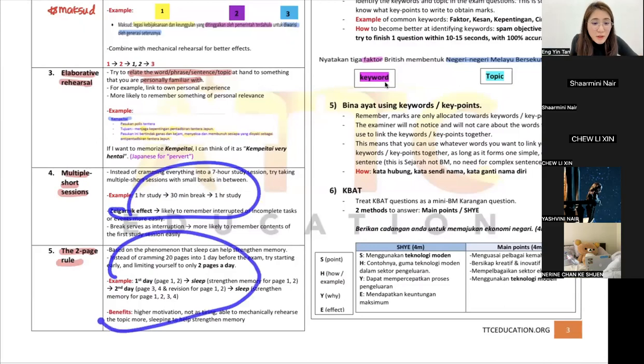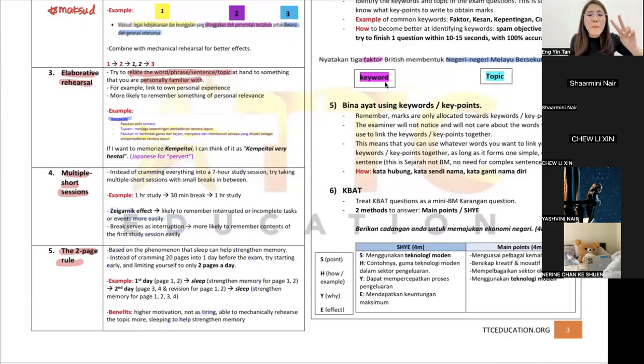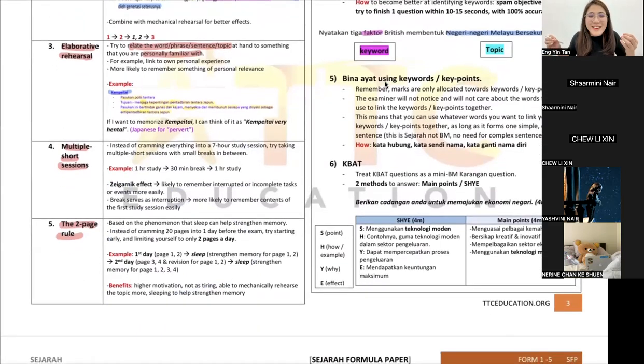And the last one here, the 2-page rule. The 2-page rule here is basically that you create an environment, make yourself feel comfortable to study.